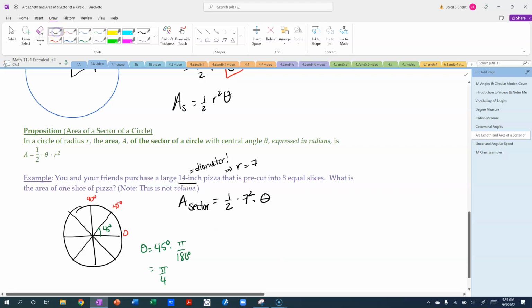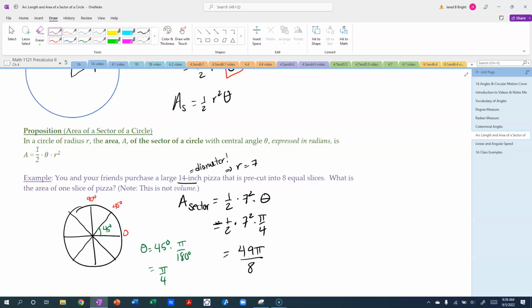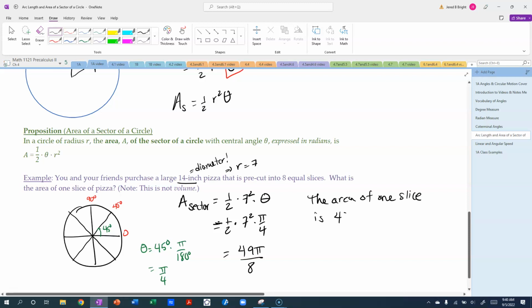So I'm going to come over here. Actually, I'll do this in black. 1/2 times 7 squared times pi over 4. And if I calculate this out, I love improper fractions, so I'm going to do 49 pi over 8. Okay, and then the context answer: I'm going to say the area, surface area technically, of one slice is 49 pi over 8.